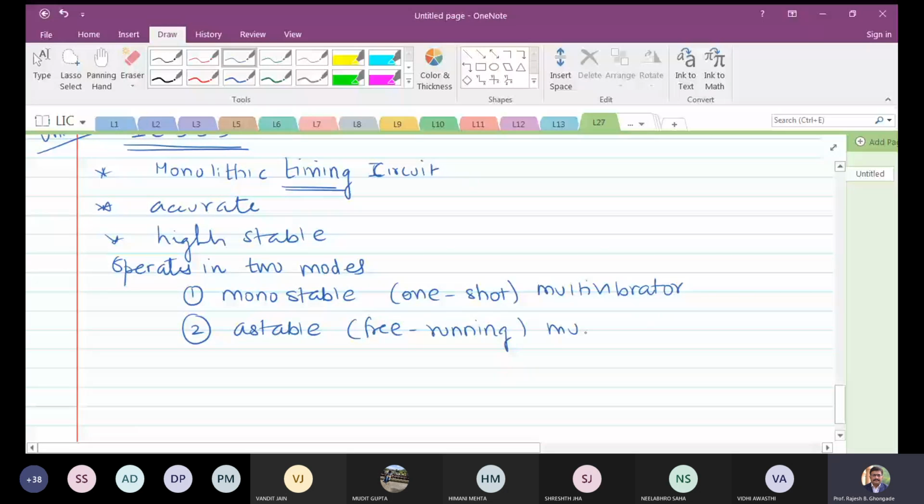Okay, it is available in an 8-pin dual inline plastic package, DIP, or 14-pin DIP also. Most of the time this is the most popular package, and its features are like operating supply voltage is plus minus 5 volts up to 18 volts. It has got adjustable duty cycle. It can source or sink 200 milliamperes of current.